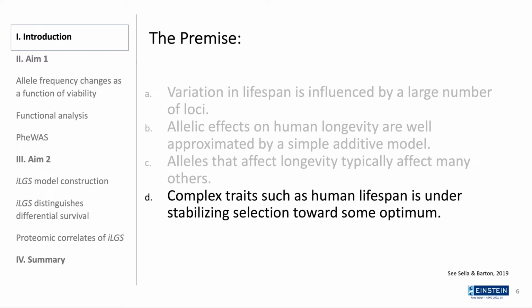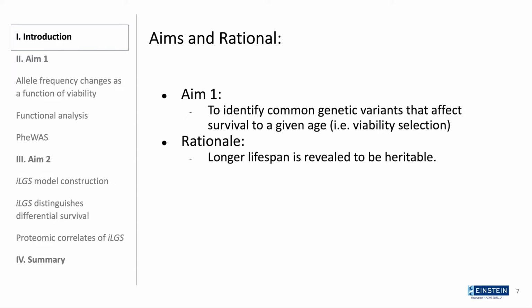And finally, due to the pervasive pleiotropy, the human lifespan is indirectly under some sort of stabilizing selection toward an optimum. So, we formulated 2 specific objectives, each justified with a rationale. Our aim 1 was to identify genetic variants that affect survival to a given age. As discussed earlier, the idea is that common genetic variants underlie much of the variation in lifespan. The rationale for aim 1 is the fact that longevity is heritable. As a matter of fact, narrow-sense heritability is estimated in the range of 10 to 20%.